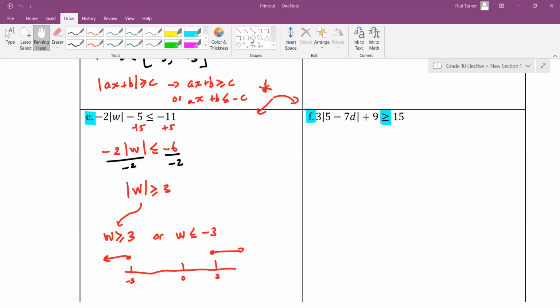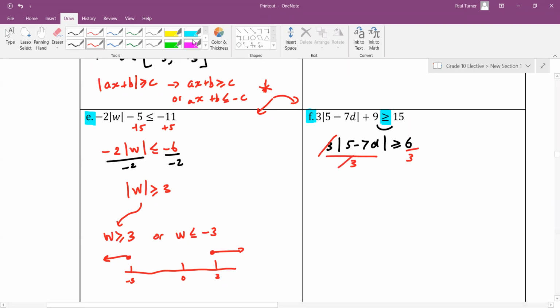All right, so in this question, we would move the 9 first. So bring that over. So you got 3 absolute 5 minus 7W. 15 minus 9, that's going to be 6, isn't it? Let me just go back to my answer key so I don't mess it up. Yeah, 6. So then we divide by 3. So we're dividing by positives, so we'll keep the direction of the sign the same.